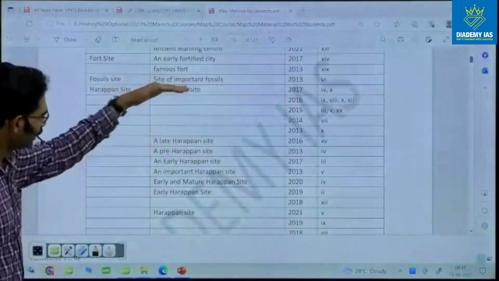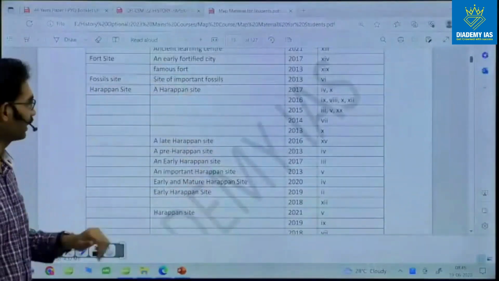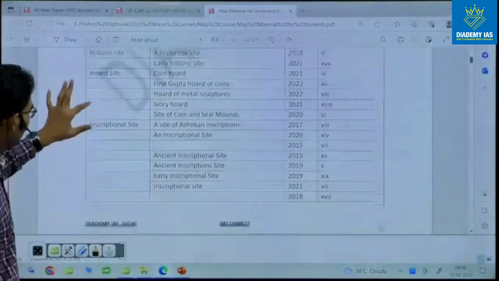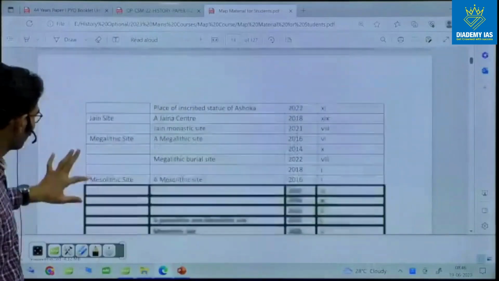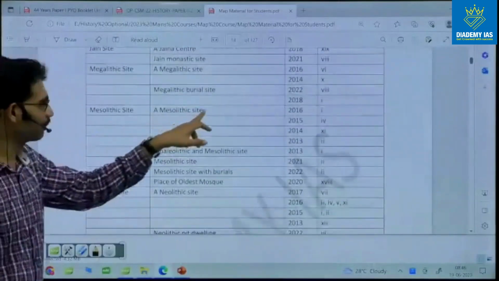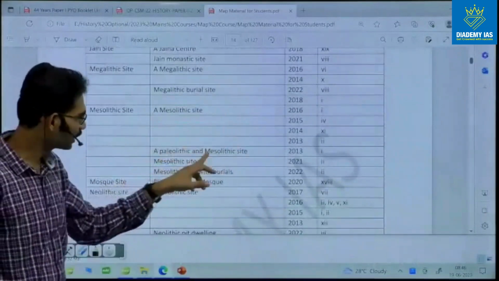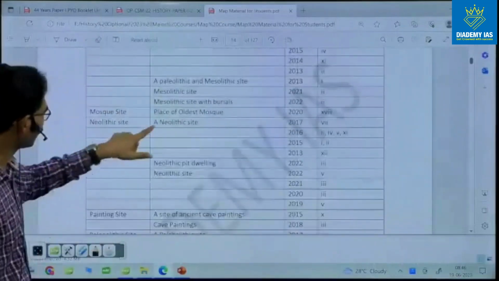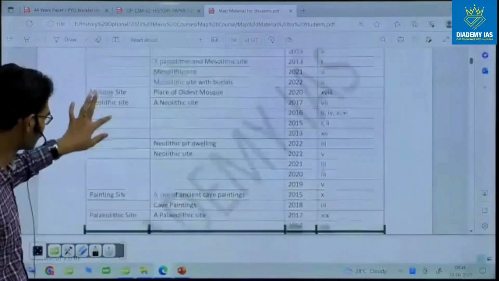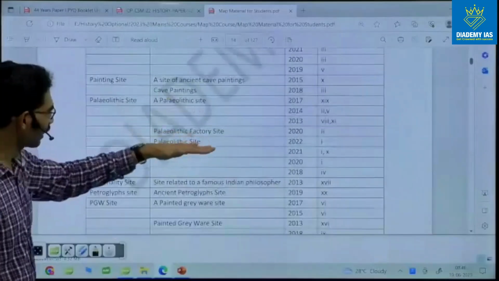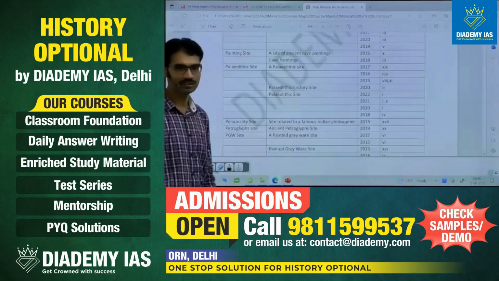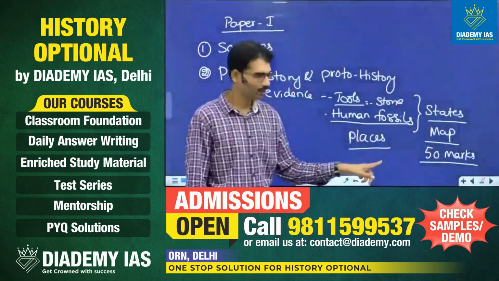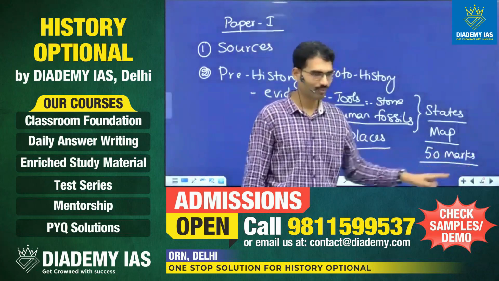Harappan site, then in Harappan site itself, in multiple categories. Code site, inscription site. Now, if we go to Mesolithic site, a Mesolithic site, a Paleolithic and Mesolithic site. Mesolithic site with burials. Neolithic site, Neolithic pit dwelling, Neolithic site. Paleolithic, Paleolithic factory site, Paleolithic site. Likewise, more than the question, map related questions are important, and these are 50 marks.